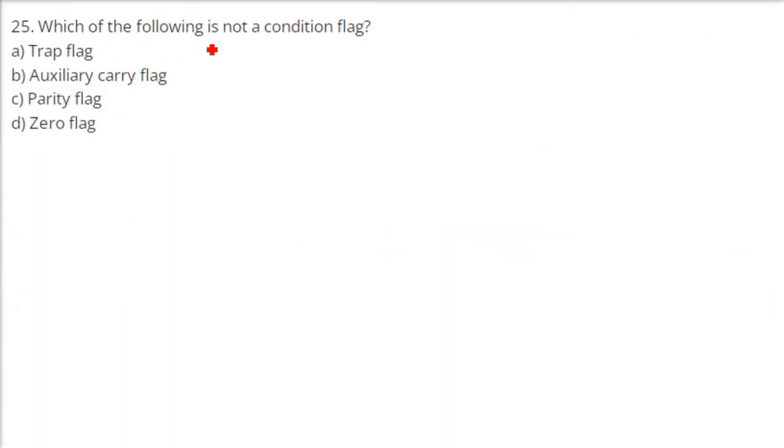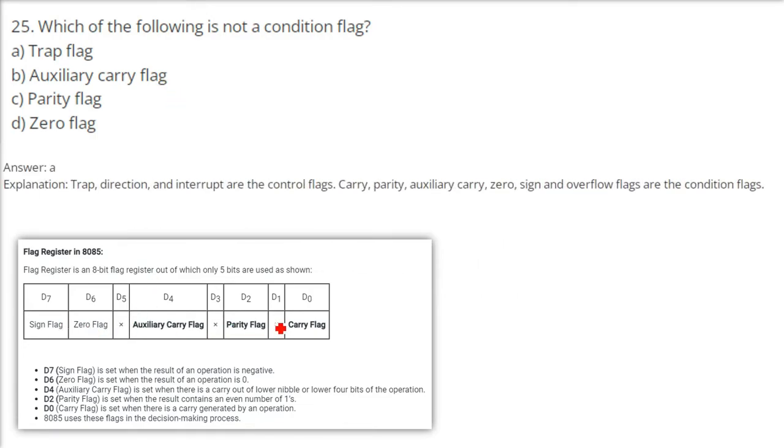Which of the following is not a condition flag? I am telling you, these are all the flags. All the flags which you see here in the diagram are called condition flags. Sometimes the result comes all 0, so the zero flag will become 1. And then we have the sign flag, zero flag, auxiliary carry, parity, carry flag. All these are the condition flags.